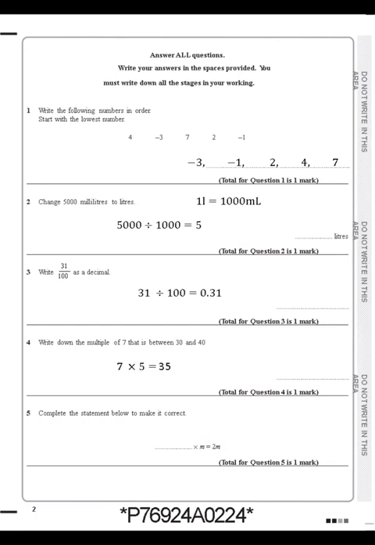Question 5. Complete the statement below to make it correct. So how do we get an unknown number multiplied by m is equal to 2m? So we need to go opposite. So 2m divided by m is equal to 2. Therefore, in the missing statement, it needs to be 2. So 2 times m is equal to 2m.